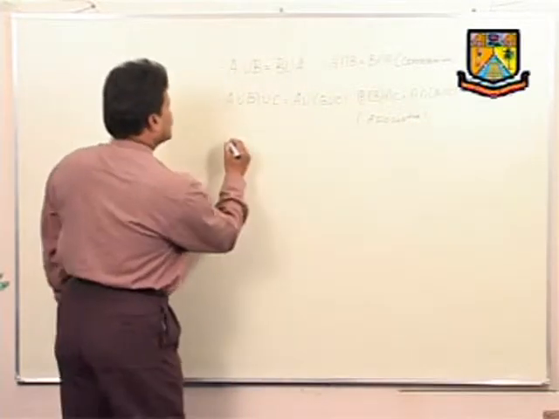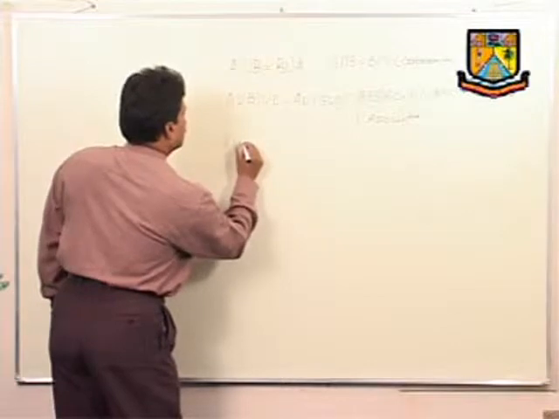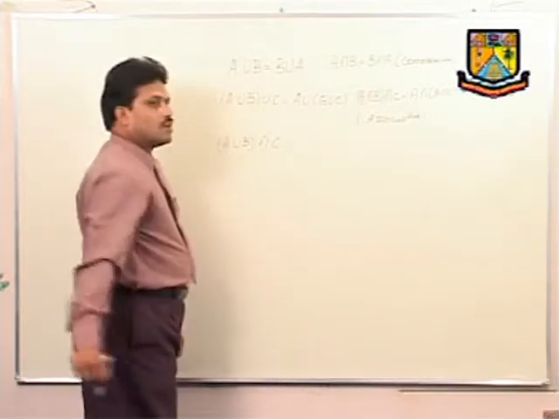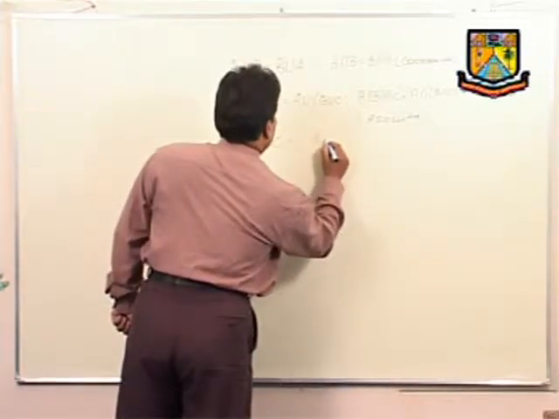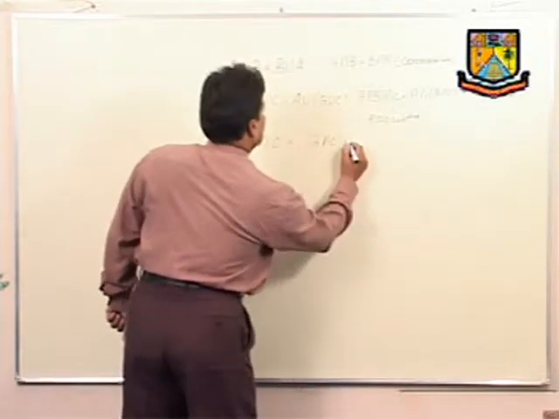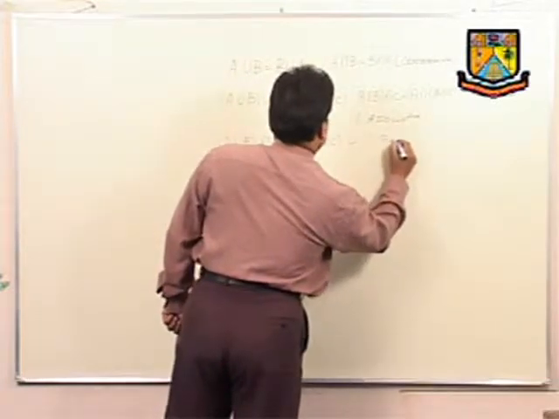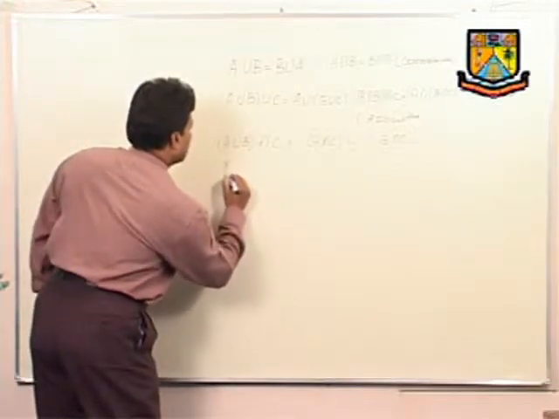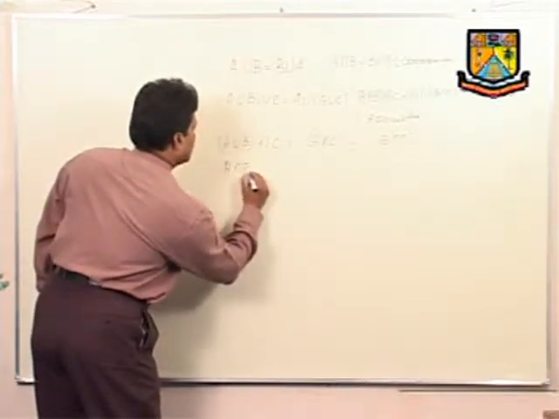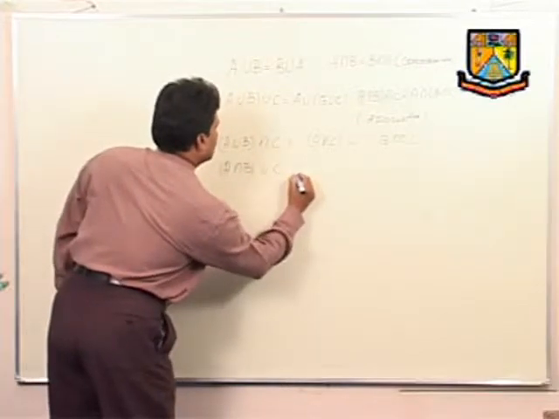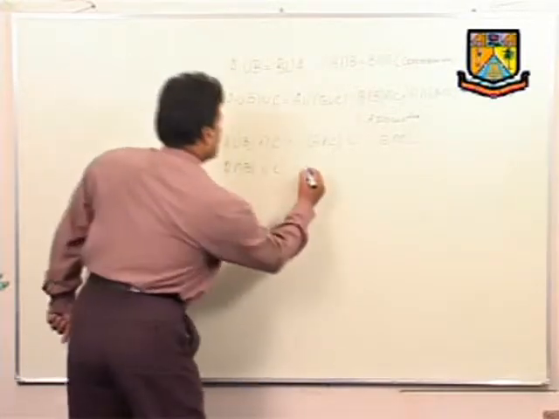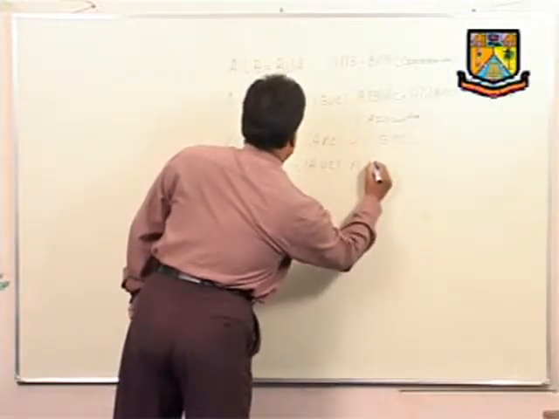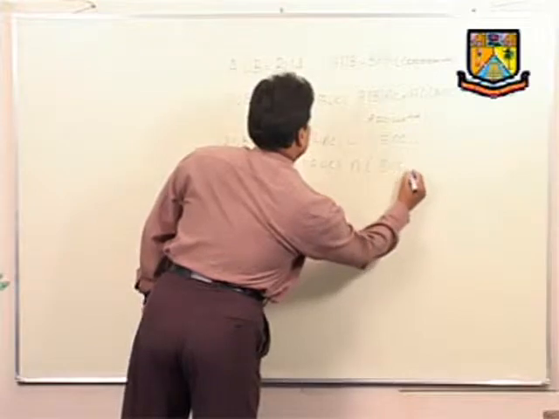The next one is distributive. A union B intersection C equals A intersection C union B intersection C. And similarly, A intersection B union C equals A union C intersection B union C.